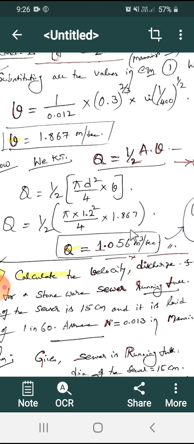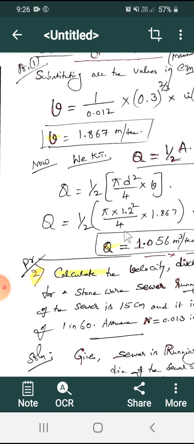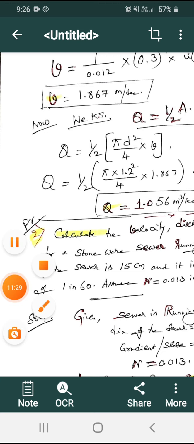See, this is the problem. Okay, this carries 10 marks. See, in 5 minutes you get 10 marks. Okay, try to solve this problem neatly.